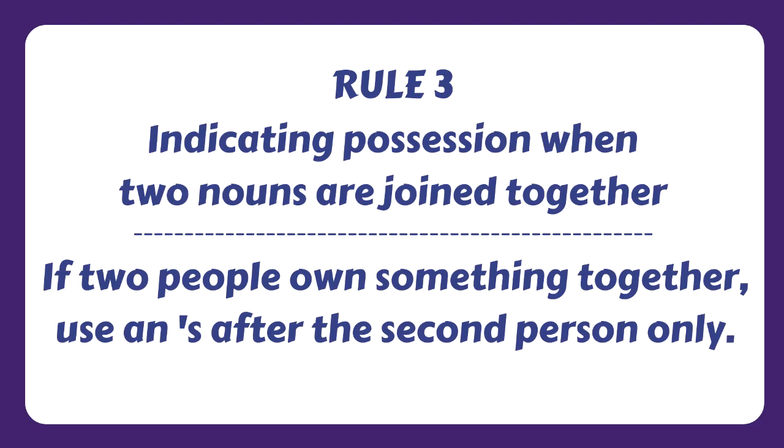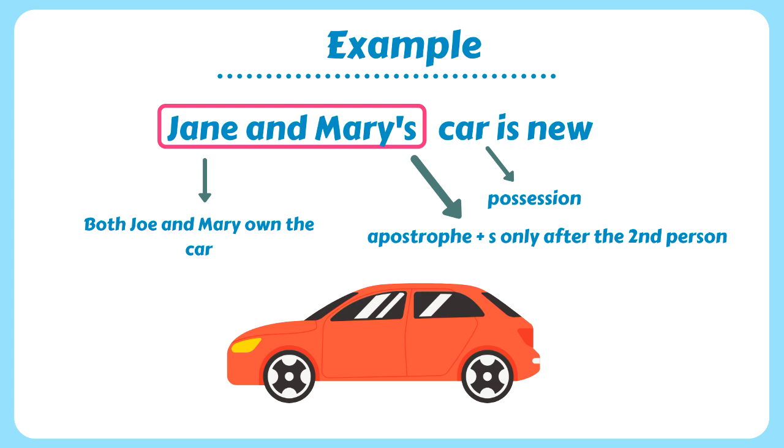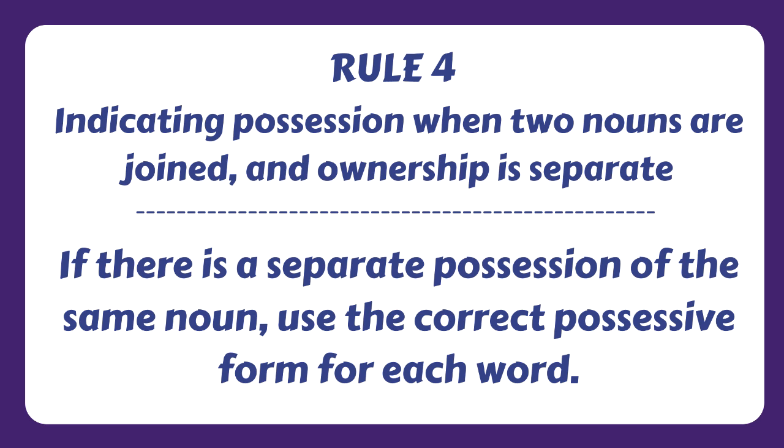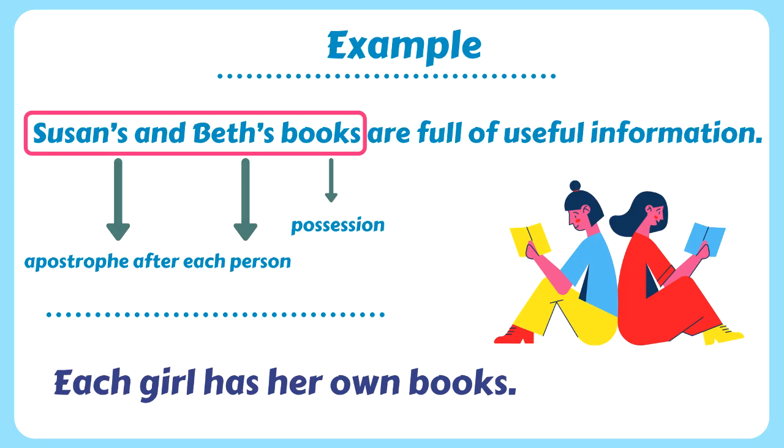Rule number 3. Indicating possession when 2 nouns are joined together. If 2 people own something together, use an apostrophe and s after the second person only. Example: Jane and Mary's car is new. I did not come to Mr. and Mrs. Castro's wedding. Rule number 4. Indicating possession when 2 nouns are joined and ownership is separate. Example: Susan's and Beth's books are full of useful information.